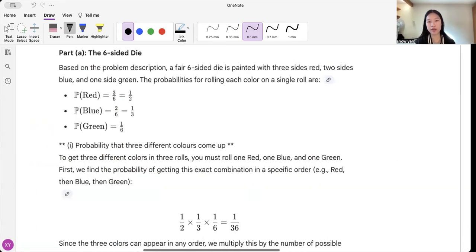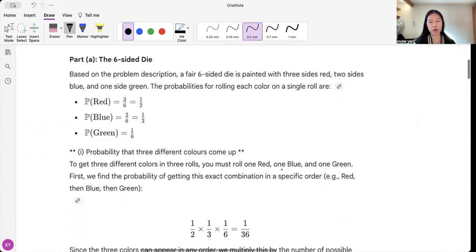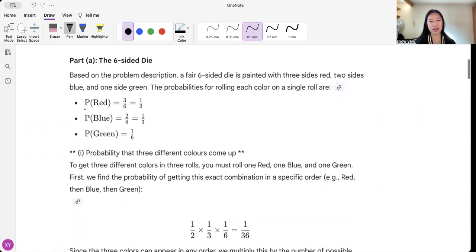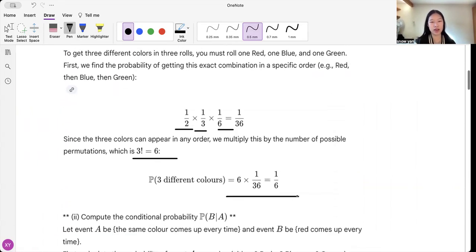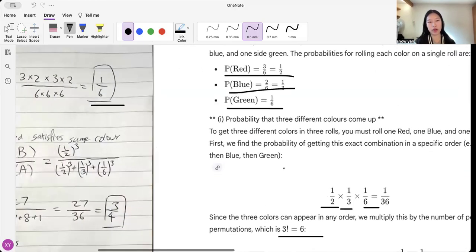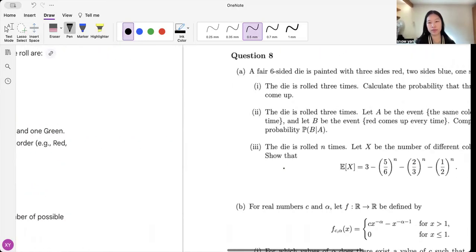So that's part I. To write this up more formally, like how the answer did it, you write P of red is equal to 1/2, P of blue is equal to 1/3, P of green is equal to 1/6. Then to get different colors, for roll one in a specific order, it would be 1/2 times 1/3 times 1/6. Since the order doesn't matter, it's times 3 factorial, which gets the same thing. I think it's the same idea, except they wrote it out with more steps than I did.